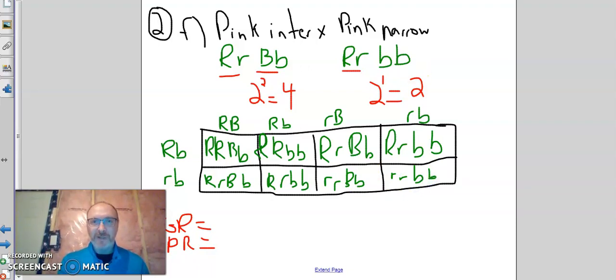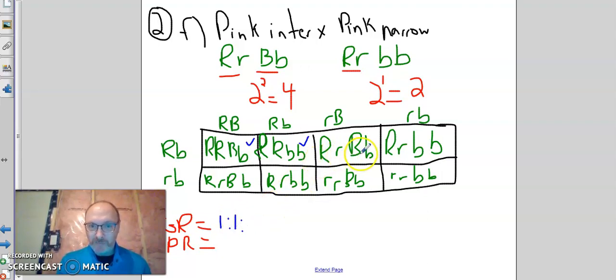Okay? A little messy. So now we look at the genotypic ratios here. How many big R, big B, little b's do we have? Well, let's put some check marks in here. So I've got one big R, big B, little b, and I don't see any more of those. So we've got one of those. And big R, little b, put a check mark there. Do I see any more of those? Nope. So we've got one of those.